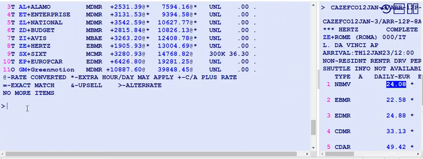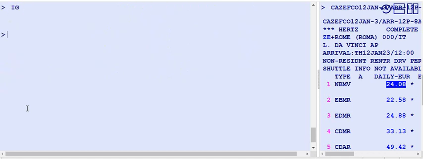Let me ignore this display and try to find the car availability with a specific airline itinerary, or with respect to a particular air segment in a PNR. Ignore, and let me try to create a PNR first.